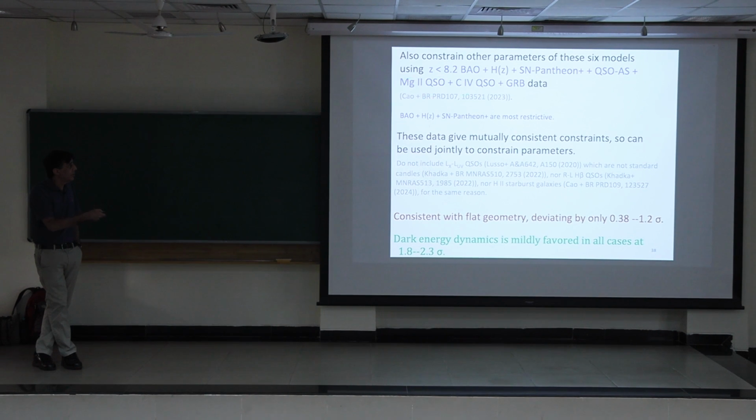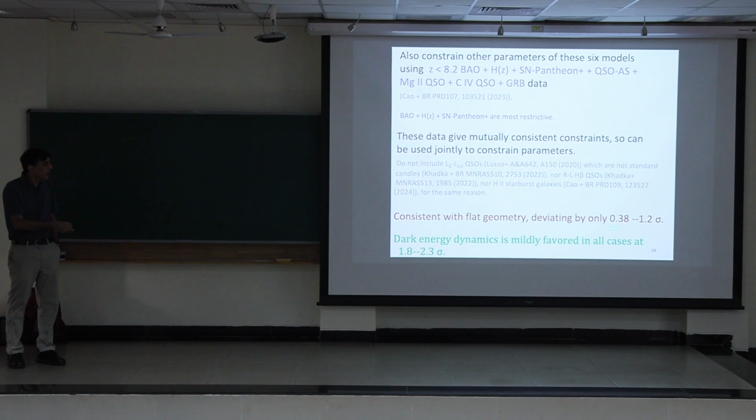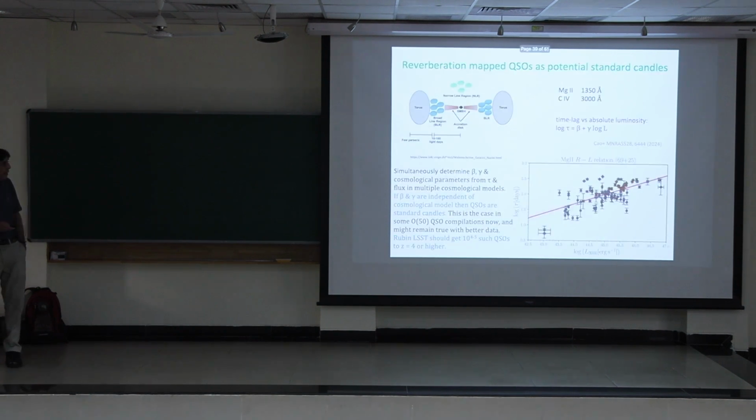So if you do this with these data and those 6 models again, you're getting mostly consistent with flat geometry, at most deviating by a little more than 1 sigma. But there's a stronger signal for dark energy dynamics, somewhere between 1 3/4 and 2 1/4 sigma. But these are all pretty small, so you can't really conclude that much.